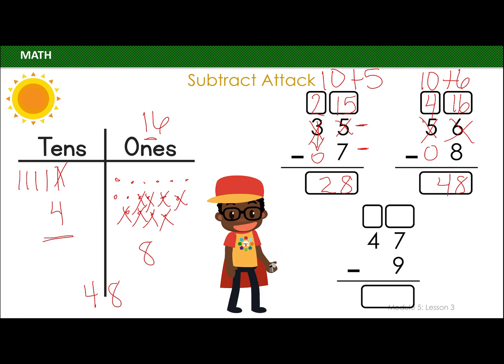Our next problem is 47 minus 9, but because I do my ones first, I know that my 7 is smaller than my 9, so I can't subtract that, so I have to regroup. I take 1 away from my 4, I'm left with 3. I add that 10 to my 7 ones, and I have 17. So I'm doing 17 minus 9, which is 8. Bring down that 3 because 3 minus 0 is 3, and my answer is 38.